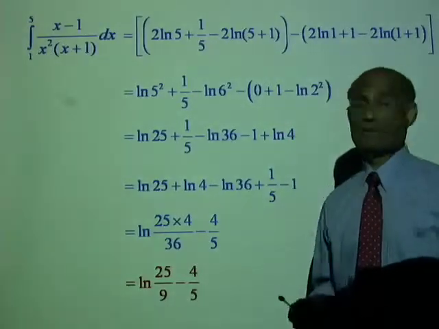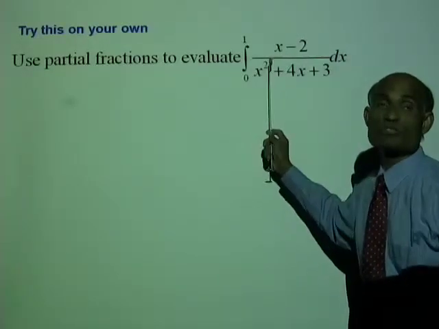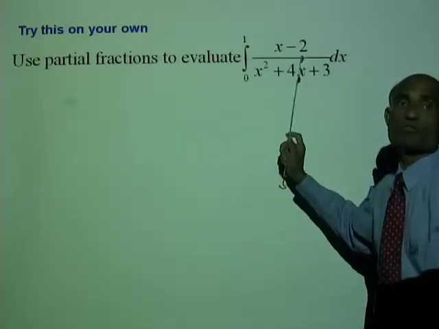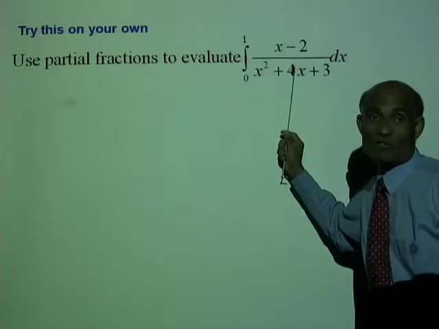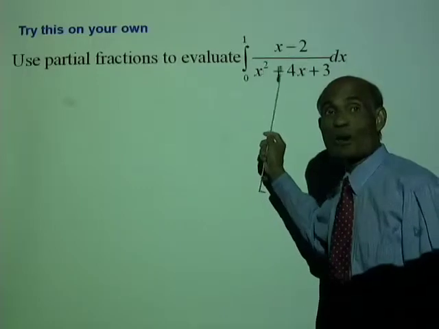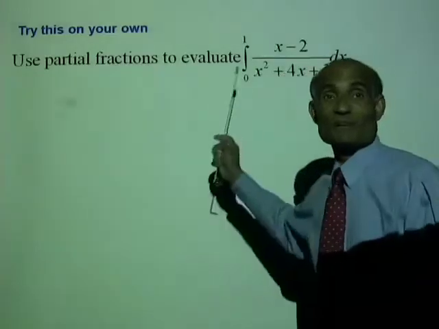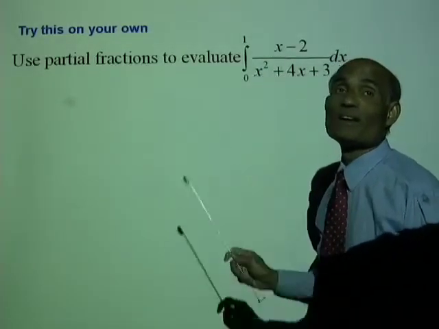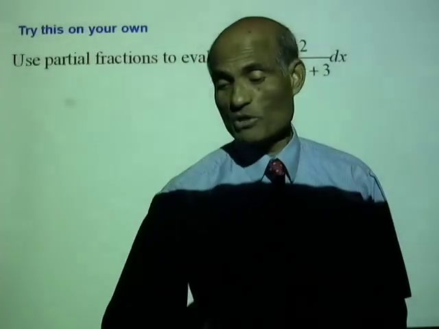Okay, well, I said this is the last one. Let me leave you with one to be done on your own. Try this on your own. Integral 0 to 1, x minus 2 over x squared plus 4x plus 3. Now, if you notice, I'll give you a clue. This is very simple. This is something that we actually did earlier. X squared plus 4x plus 3 can be factored. You have two linear factors. What are they? X plus 3 times x plus 1. Alright, try it on your own and let me know how it is.